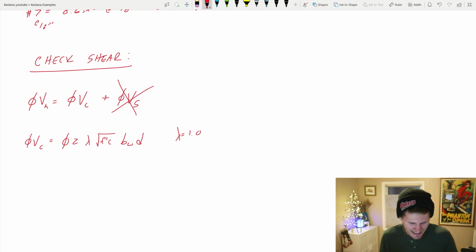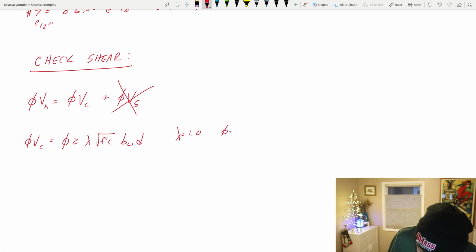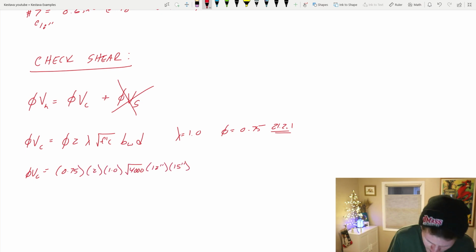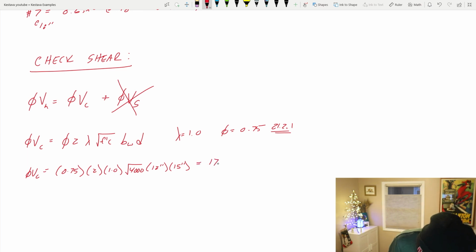I think that's ACI table 19.2.4.2. See if I'm right, check that out. And also phi is going to equal 0.75, and that is ACI table 21.2.1. Phi Vc, all that plugged in gets us the following. Make sure you're using d and not h when you are calculating your shear capacity, which spits out 17.07 kips per foot of wall.